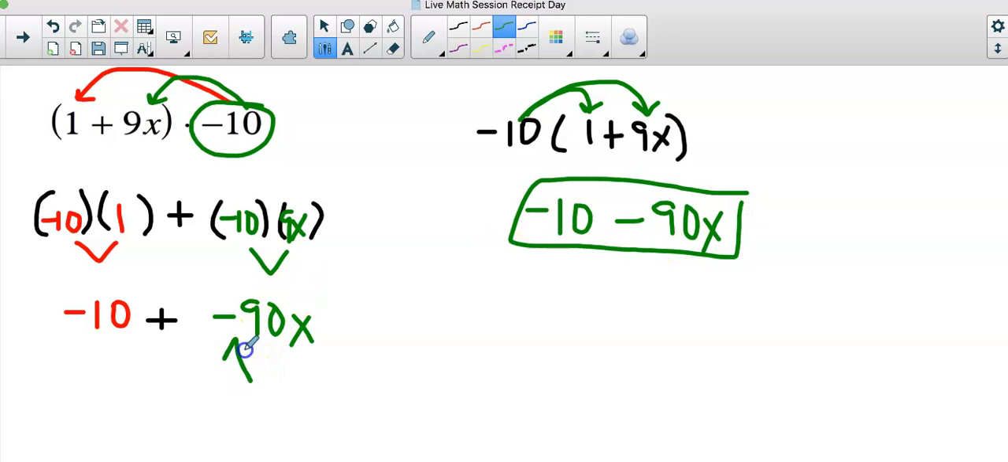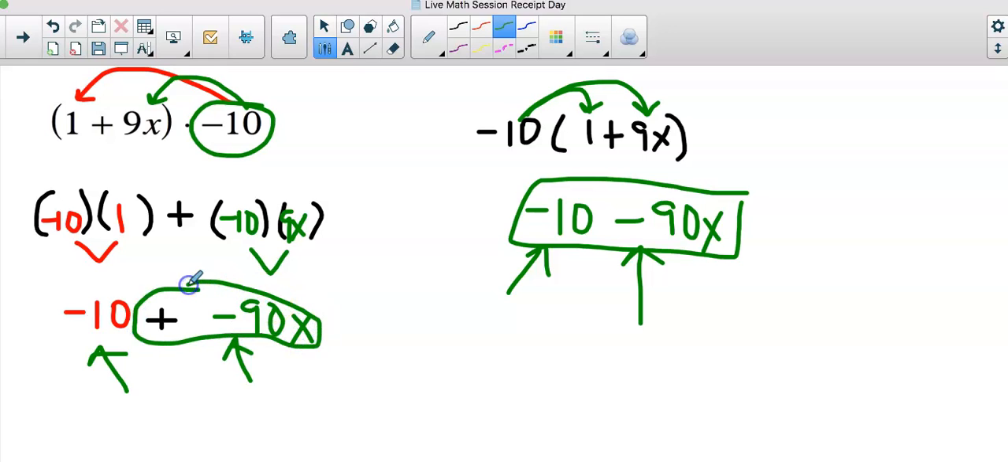You'll see that over here the 90 is negative, and over here this 90 is also negative. Over here the 10 is negative, and over here the 10 is also negative. And remember that adding a negative 90x is the same as subtracting 90x. So these are equivalent.